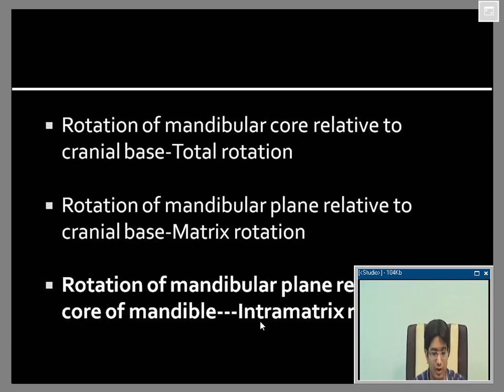Okay, intramatrix rotation. Just think of intramatrix rotation: it will be within the mandible. It is the rotation of the mandibular plane with the mandibular core. Something within is called intra. So changes within the mandible, plane to the core of the mandible, is intramatrix. What is matrix? It is rotation of the mandibular plane to the cranium. If it is rotation of core to the cranial base, it will be total rotation.